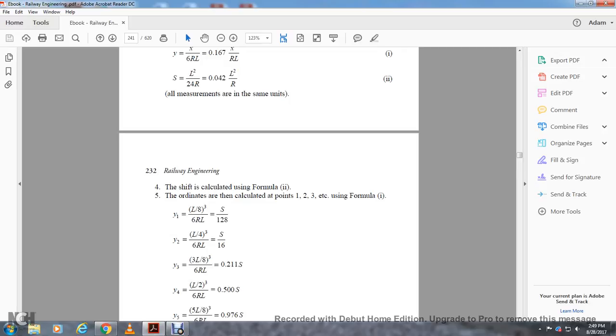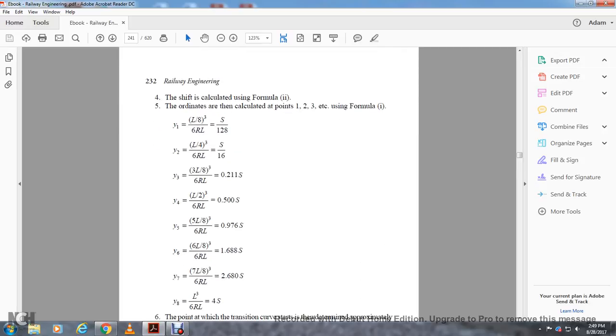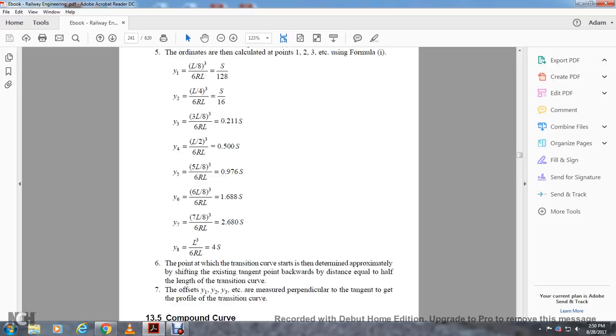Y4 equals (L/2) cubed over 6RL, which is 0.500 S. Y5 equals (5L/8) cubed over 6RL, which is 0.976 S. Y6 equals (6L/8) cubed over 6RL, which is 1.68 S. Y7 equals (7L/8) cubed over 6RL, which is 2.68 S. And Y8, at L cubed divided by 6RL, is 4S.